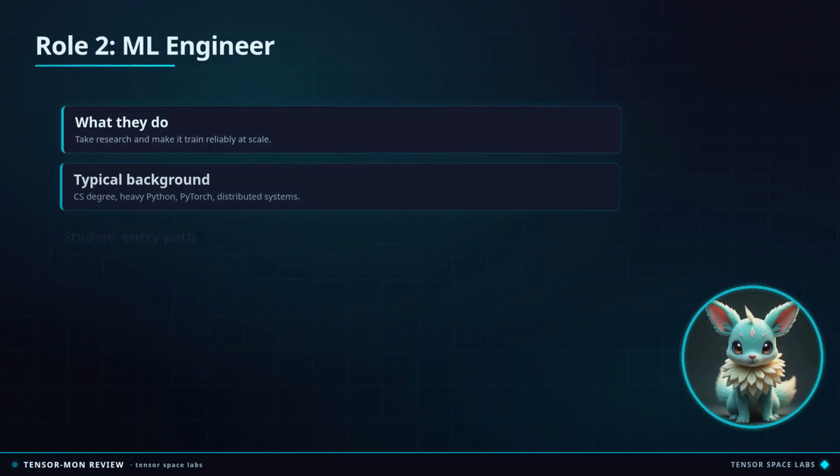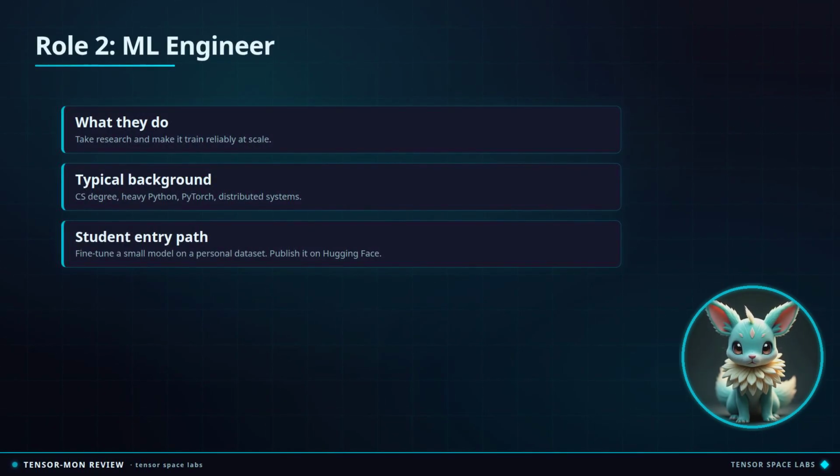Role 2. ML engineers. They take ideas from research and make them train reliably across thousands of GPUs. Python and PyTorch heavy. Student path. Fine-tune a small model on a dataset you care about and post it to Hugging Face. That alone puts you ahead of most applicants.